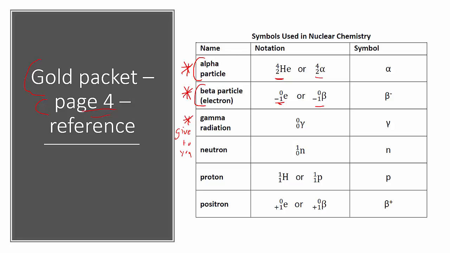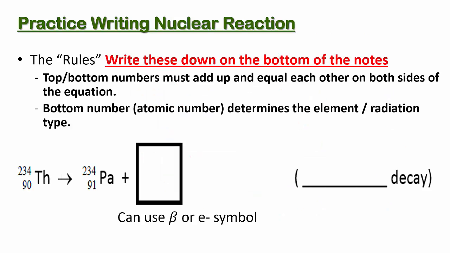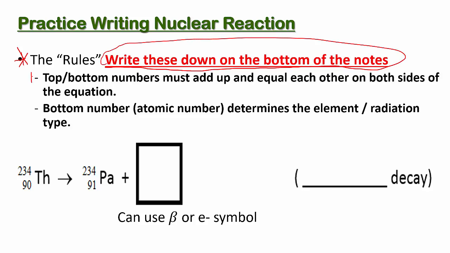So what does this actually look like? When we do this, rules to write at the bottom of your page. They're not on there. We need you to write these at the bottom of the page of your notes. So rule 1, right, top, bottom numbers must add up and equal each other on both sides of the equation. So the top numbers must equal, the bottom numbers must equal. Second rule, bottom numbers, the atomic number determines the element or radiation type.